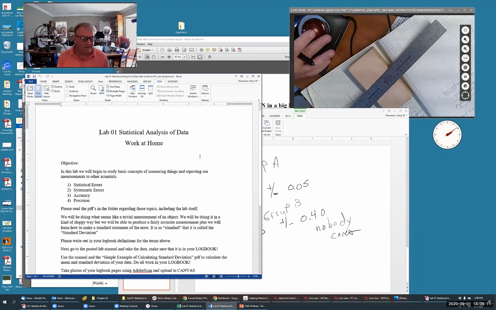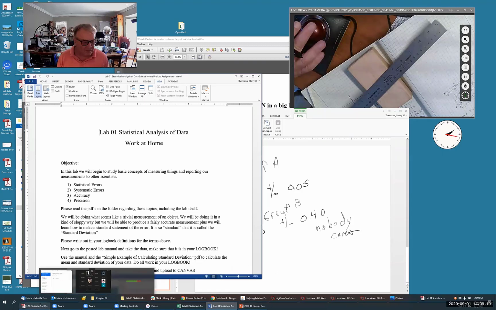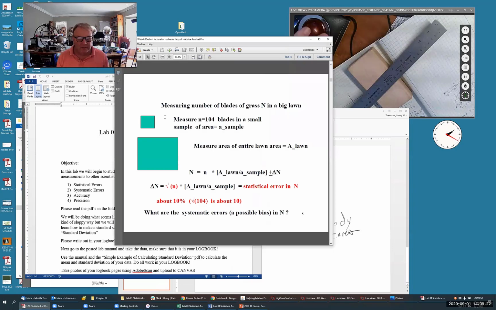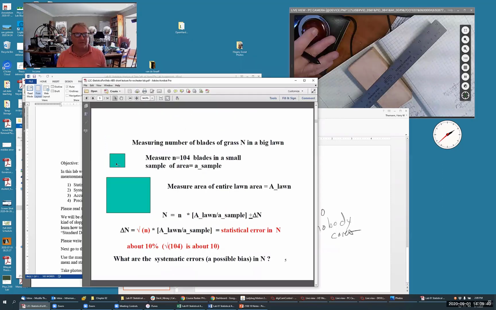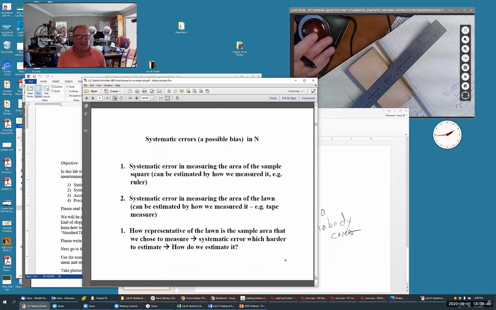Okay. So let's take a look at these slides that I got from the University of Rochester. So you're counting the number of blades of grass. And as you count more and more, what you're trying to do is count the number of blades of grass per square meter. So you could count 1 square meter, you could count 10 square meters, and your error is going to go down. Yeah, a systematic error might be that we have a bad tape measure.